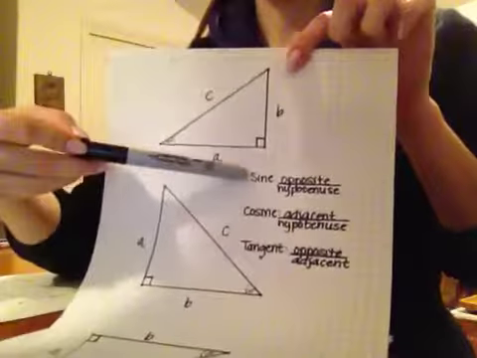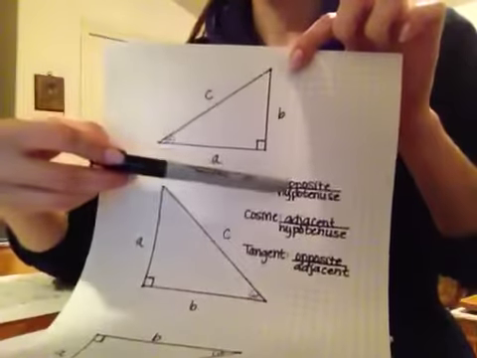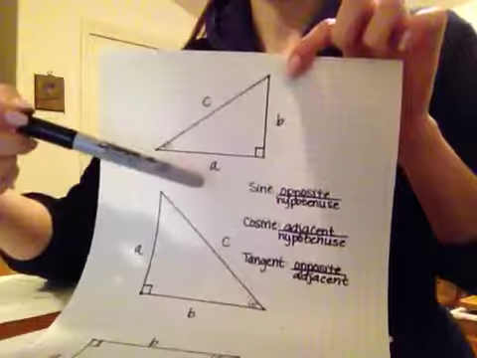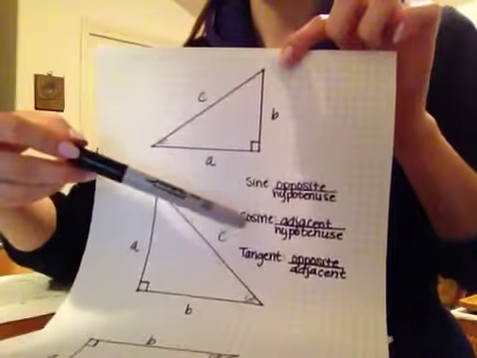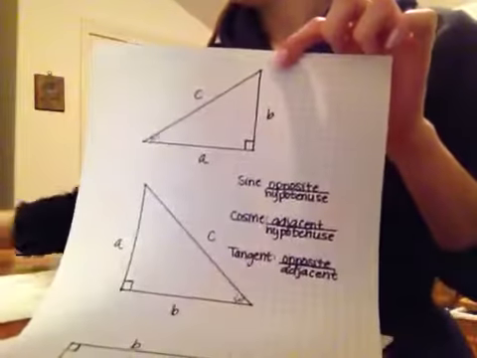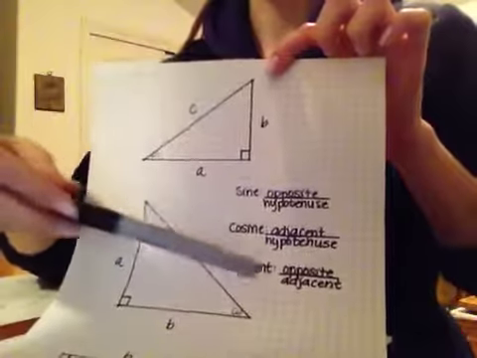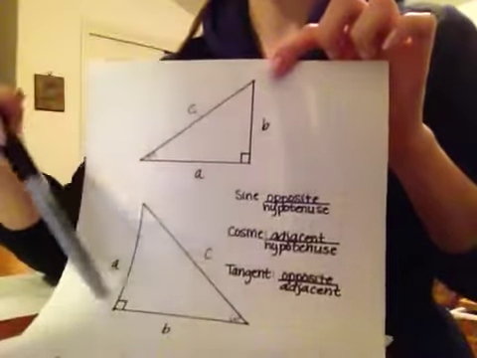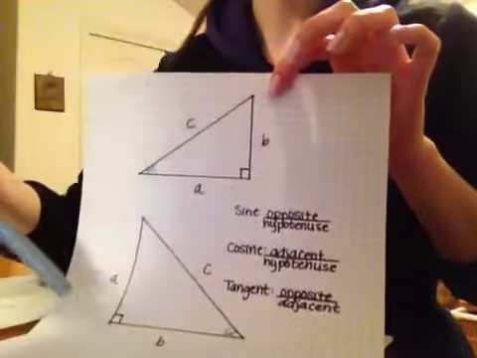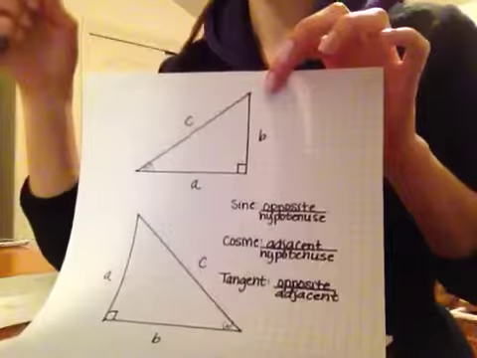I have labeled here sine, cosine, and tangent. So the sine means opposite over hypotenuse in a right triangle. Cosine means adjacent over hypotenuse in a 90-degree triangle. And tangent means opposite over adjacent in a 90-degree triangle. When we use trig ratios, we use 90-degree or right triangles, whichever way you want to say it works.